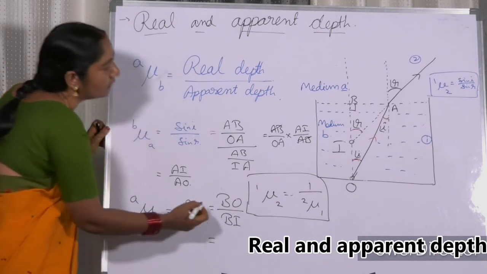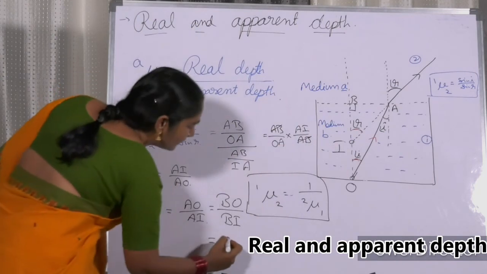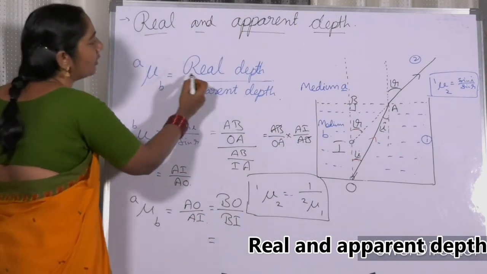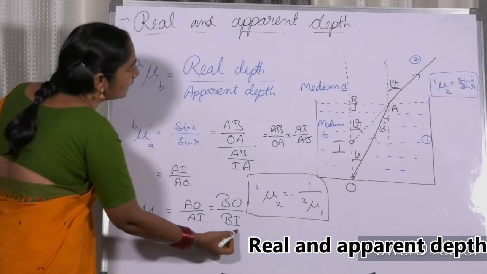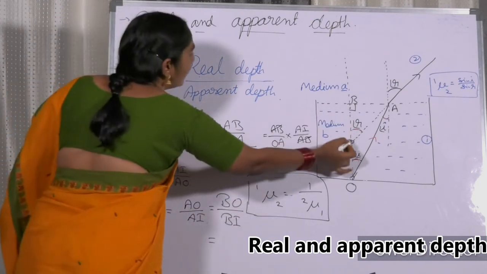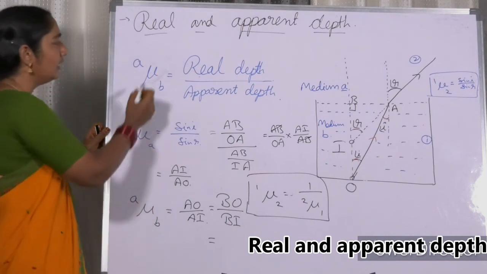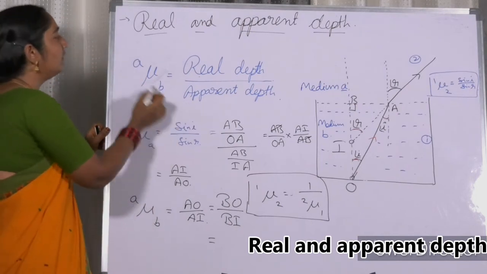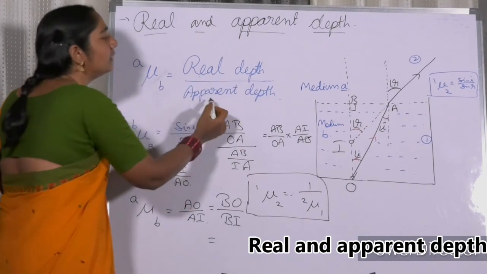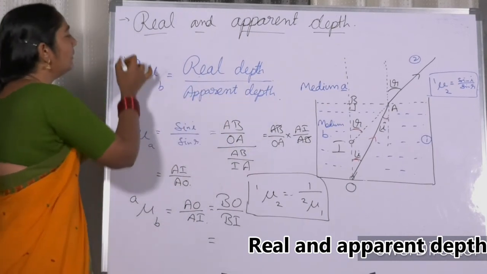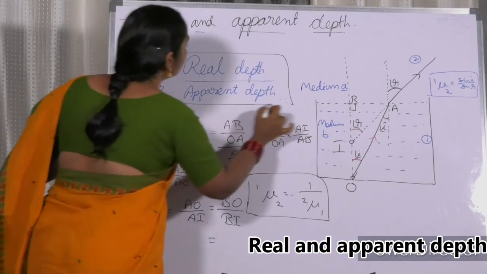Now you can see, BO is nothing but the real depth, and BI is nothing but the apparent depth. That's the reason why the refractive index of B with respect to A is equal to the real depth by the apparent depth. Please, my dear friends, this will be useful in doing problems.